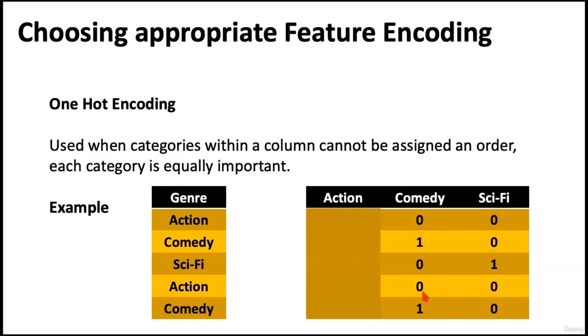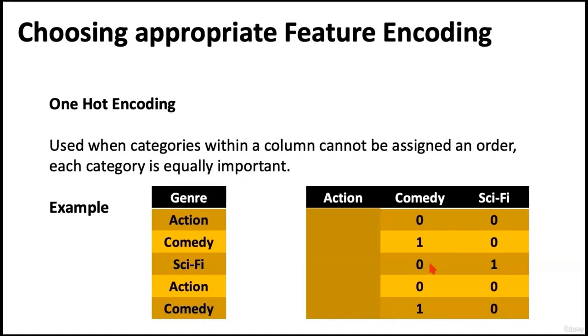Similarly, in this case, when it's not comedy, not sci-fi, it must have been action. How about this case? When it's already known to be comedy and it's not sci-fi, it cannot be action because it's already known to be comedy. Likewise, for the last row, it's already known to be comedy, it's not sci-fi, so it has to be a 0 for action as well.